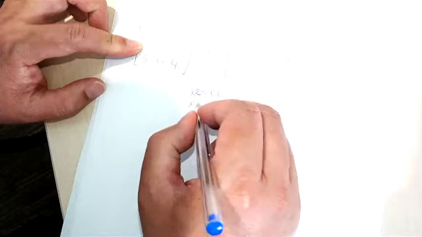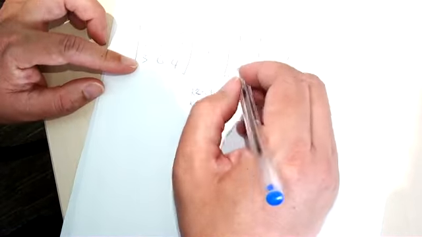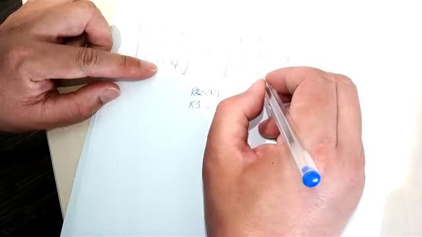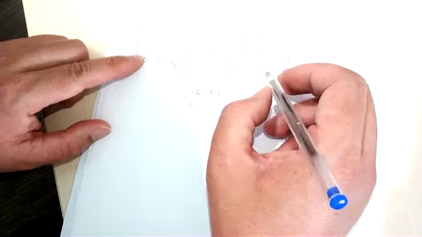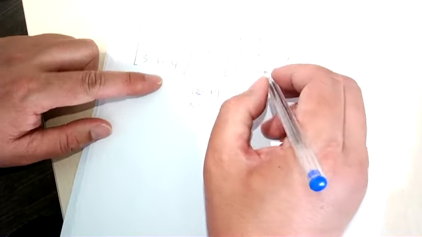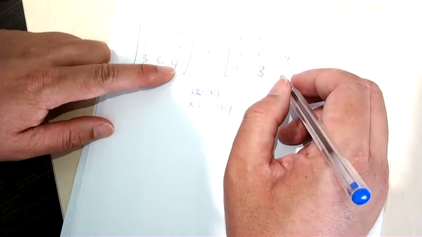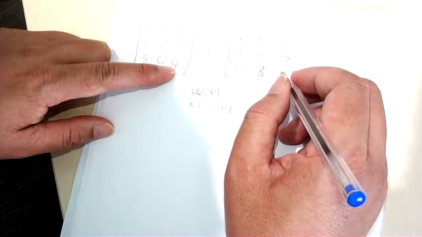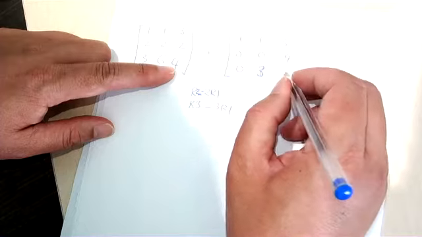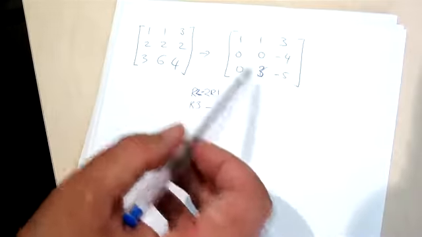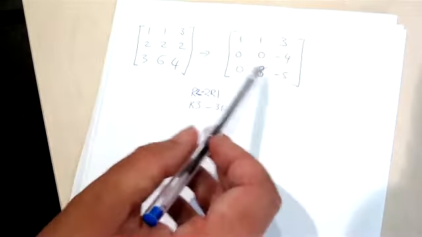And then row 3 minus 3 row 1. So you got 0 here and 6. No, sorry. So this one is 6 minus 3 is 3, yeah? And 4 minus 9 is minus 5 again, okay? So now this one, you will stop here because there's a 0 element here.